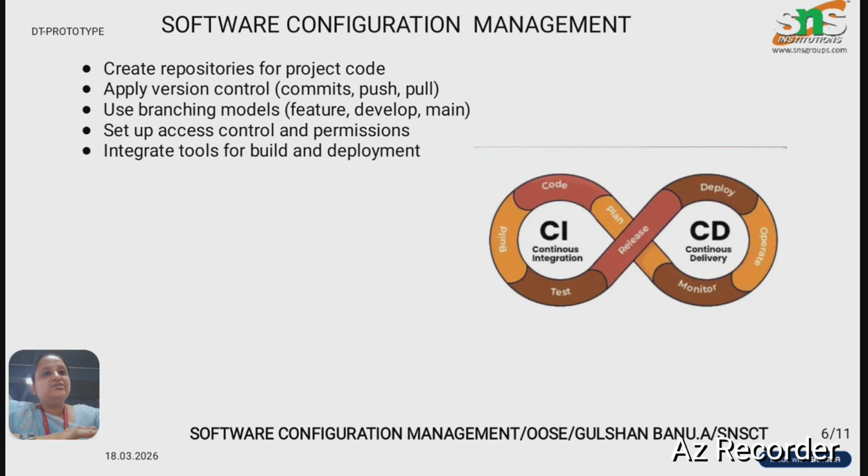How will software configuration management work? It has to create different repositories for the project group. What is a repository? A repository is just like a database. Next, you have to apply different versions, for example, versions for different kinds of mobile phones, right? For every version you have a different process. Version control is nothing but you have to commit, push and pull, whatever the processes involved. After that, you have to do the branching process. After branching, you have to give the access controls and permissions, etc. After doing all these, you have to integrate the tool.